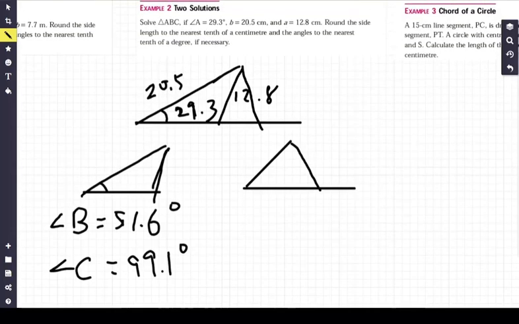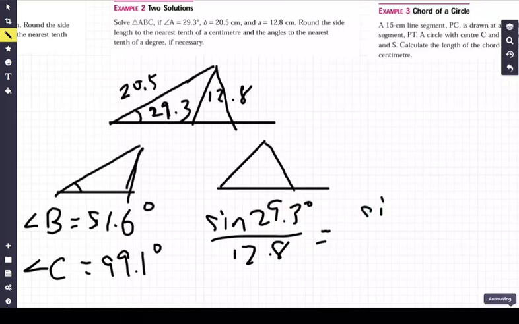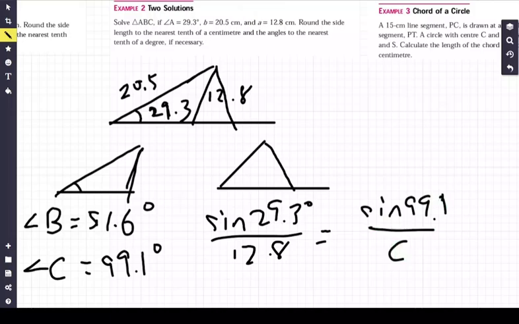We're going to use sine law again. So for the first one we use sine 29.3. Let's go ahead and find that. Sine 99.1 degrees times 12.8 divided by sine of 29.3. Go ahead and get 25.82.